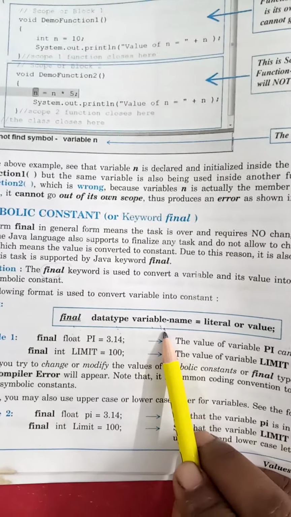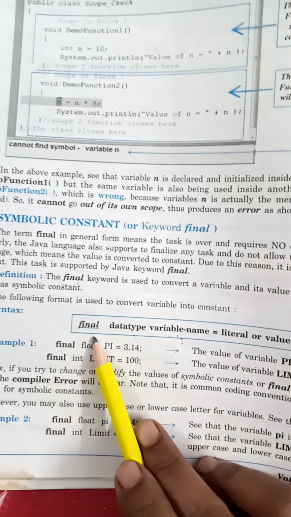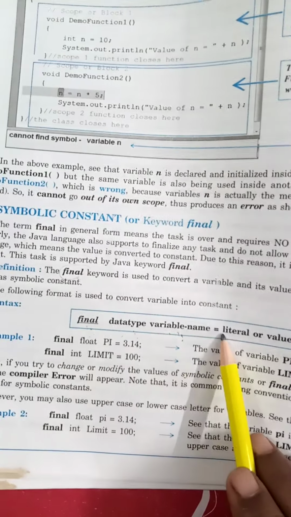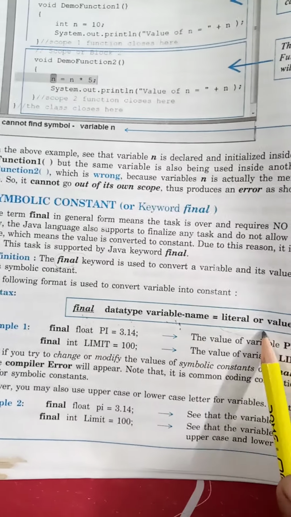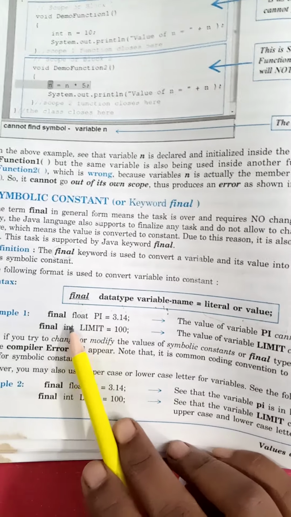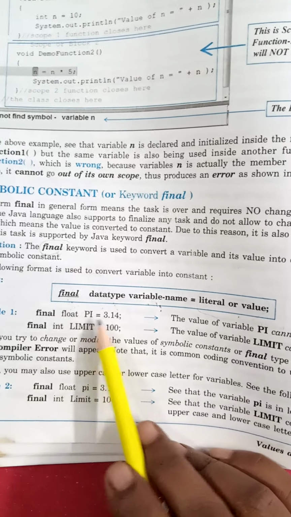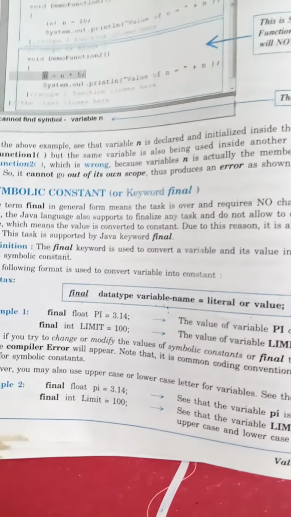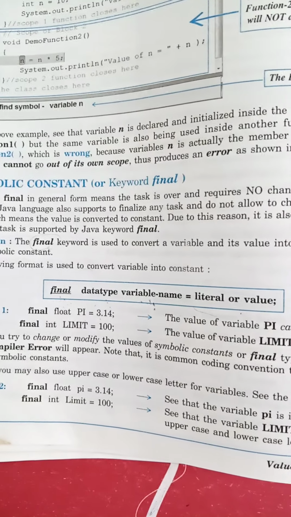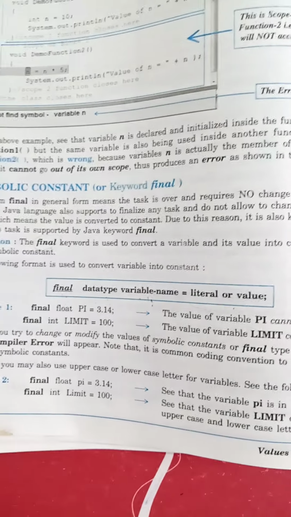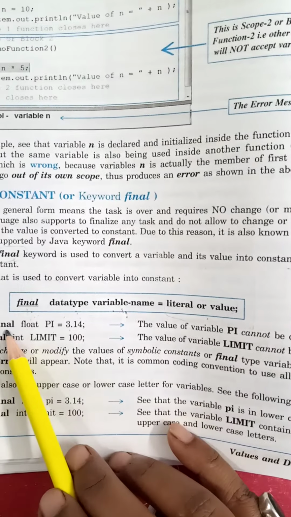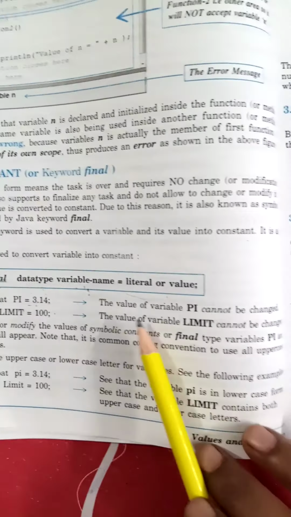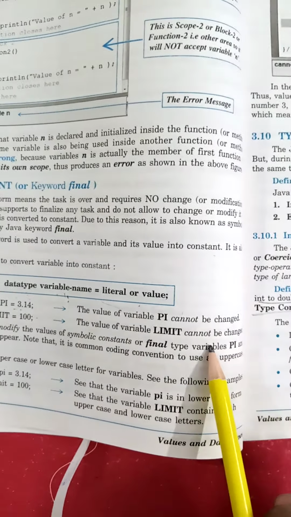How can you make a variable constant? By writing the final keyword before the data type. Final int a equals any value you can give. For example, final float pi: the value of pi will remain the same during program execution. In all cases, the value of pi will be 3.14. So you can write final float pi equals 3.14. The value of variable pi cannot be changed.